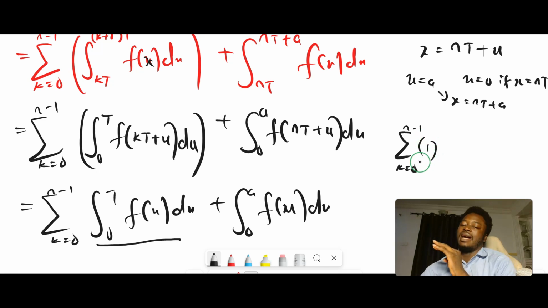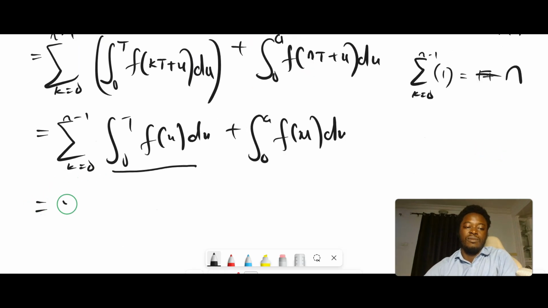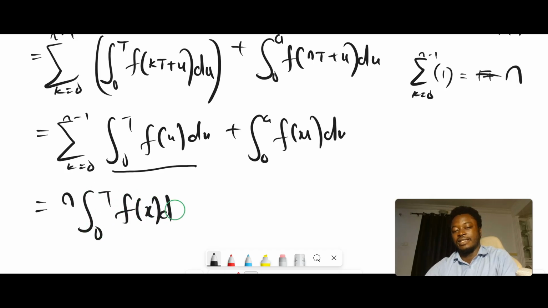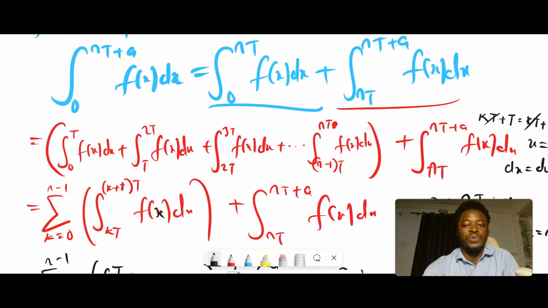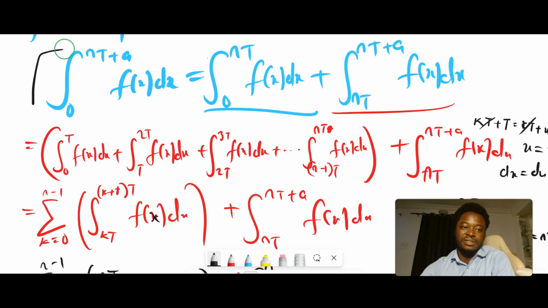If we look at the sum as k runs from 0 to n minus 1, there's no argument here. So we are basically adding 1, n times. Starting with 0, you have n ones to add up, so this sum would equal n. So you would only have n multiplied by the integral from 0 to t of f of x dx plus the integral from 0 to a of f of x dx. And this is what we are required to prove actually, and it has been established.